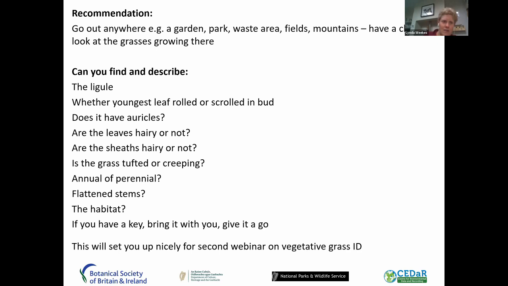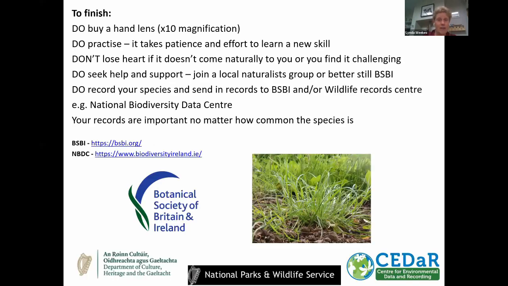The other thing I'd say to you is that do buy a hand lens if you don't have one. Definitely, it's really, really important. Do practice, because it takes patience and it does take an effort to learn a new skill, no matter what it is. Don't lose heart, because if it doesn't come naturally to you and you find it challenging, I certainly found grasses very challenging when I started, and I was kind of completely lost.